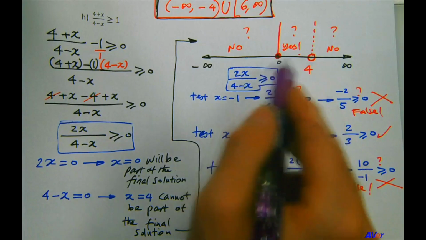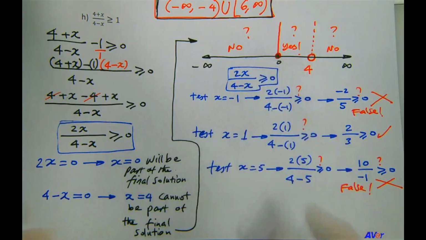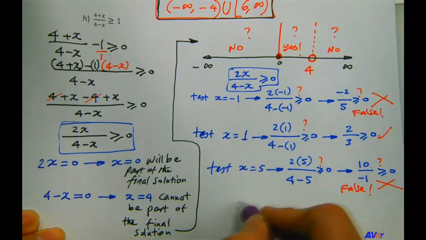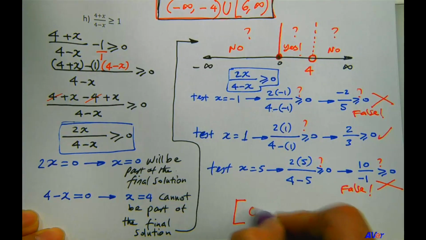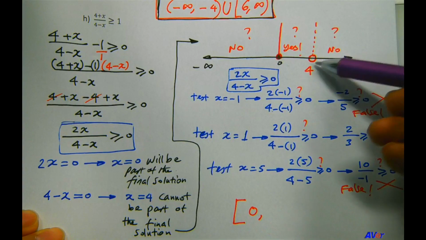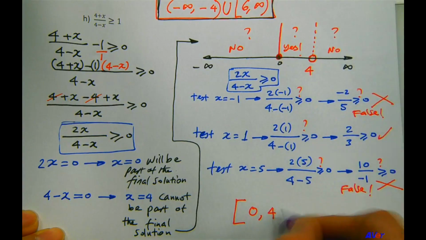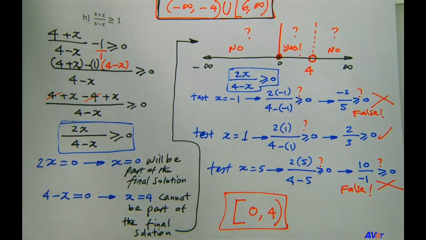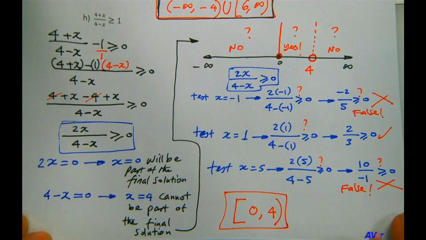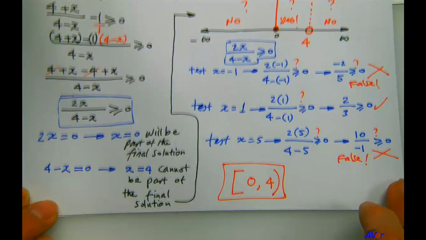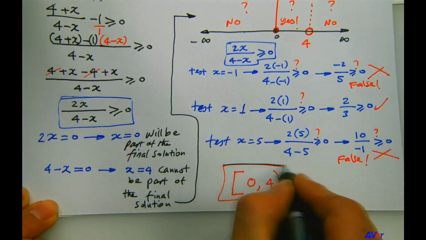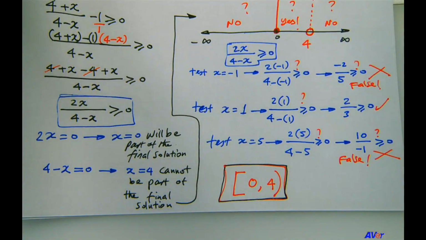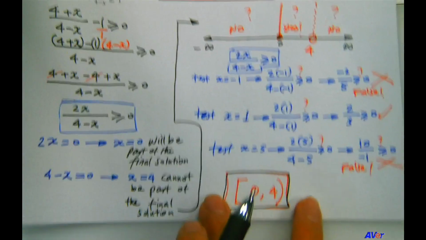Okay, so let's write the solution based on what we have. So 0 is part of the solution, so I'm going to write bracket 0 comma 4 is not part of the solution, so 4 parentheses like that. Okay. I hope this is all making sense.